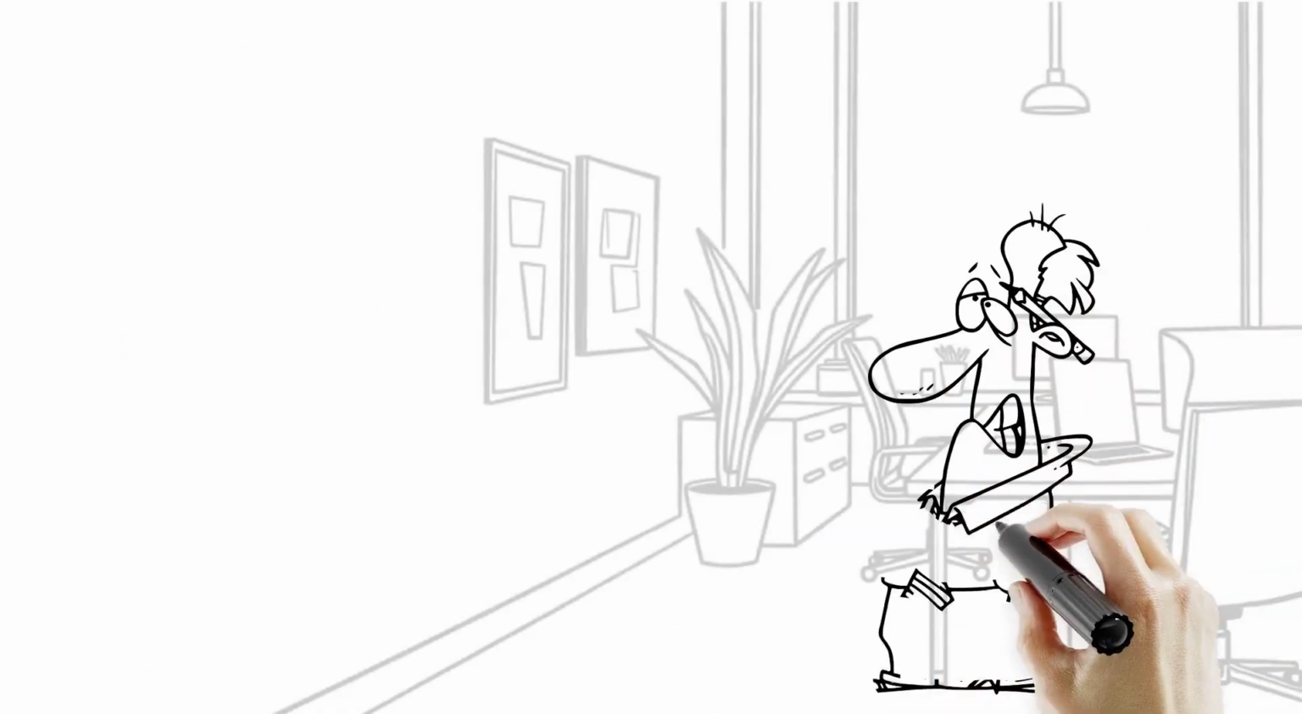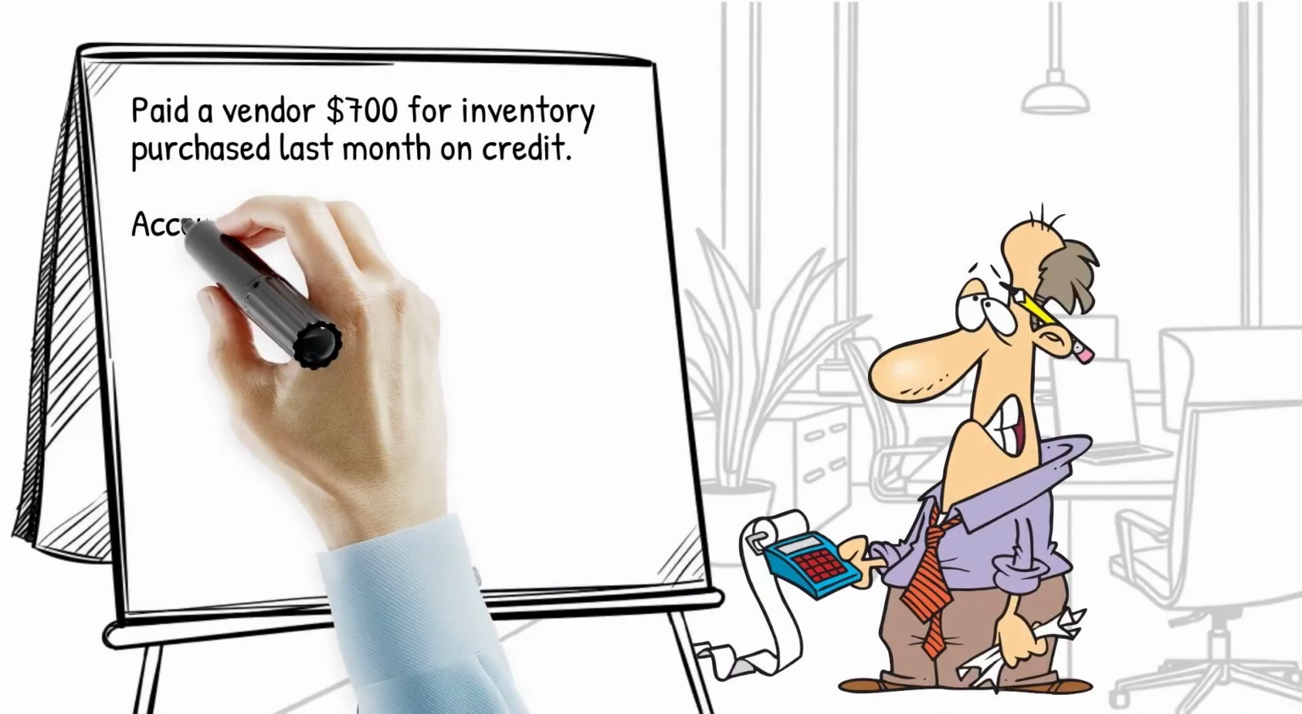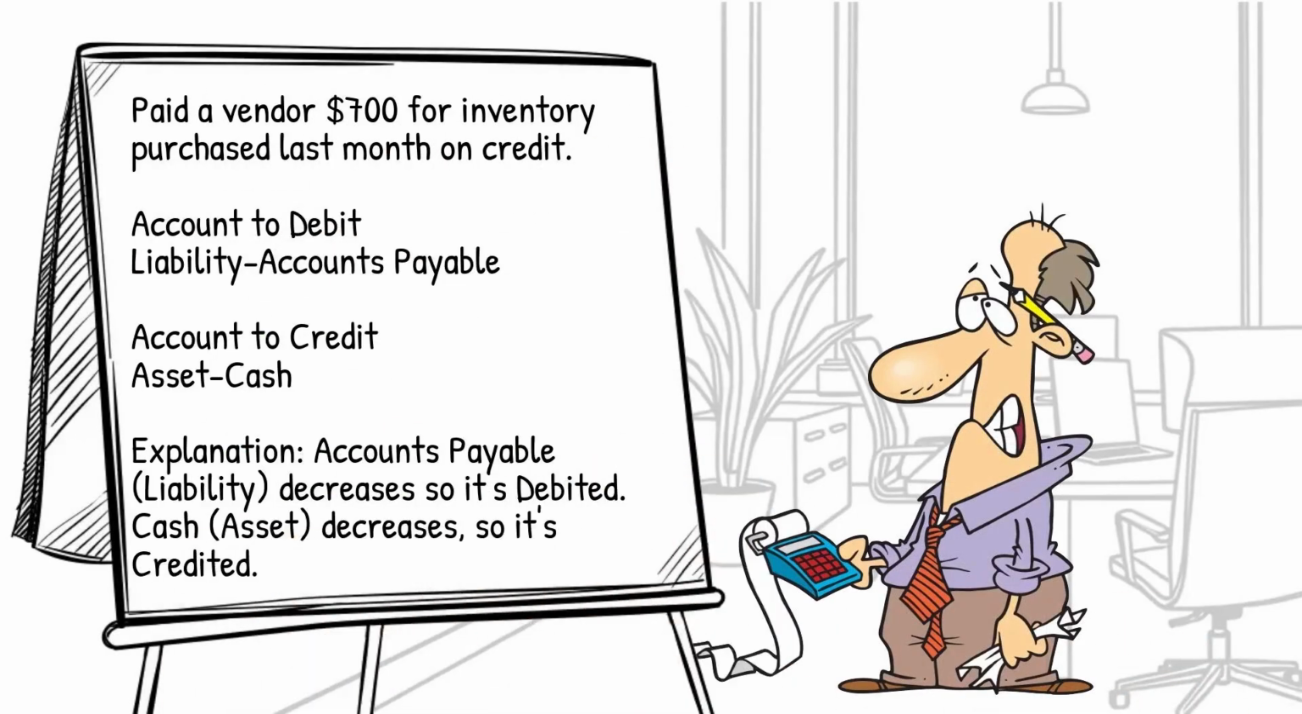Paid a vendor $700 for inventory purchased last month on credit. Account to debit: liability, accounts payable. Account to credit: asset, cash. Explanation: accounts payable liability decreases, so it's debited. Cash asset decreases, so it's credited.